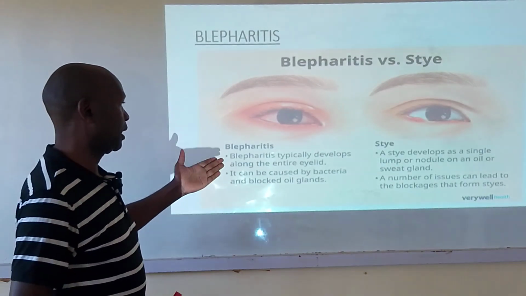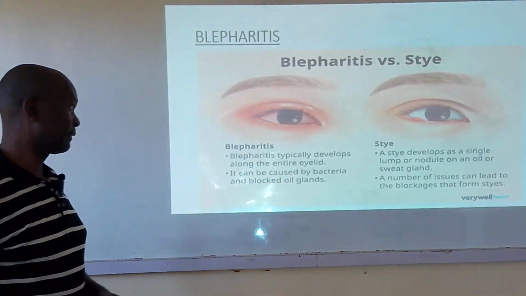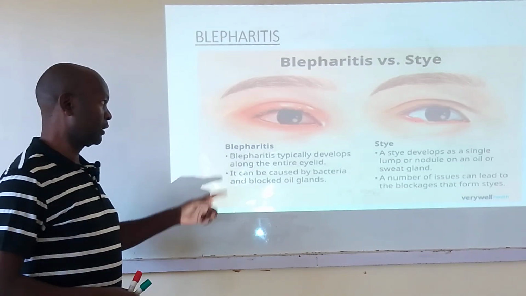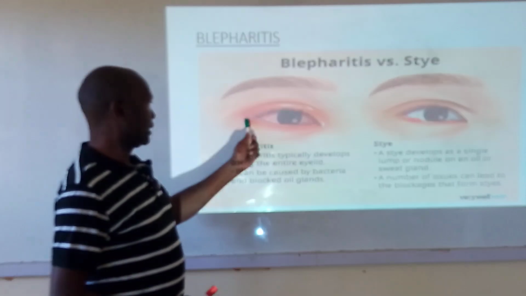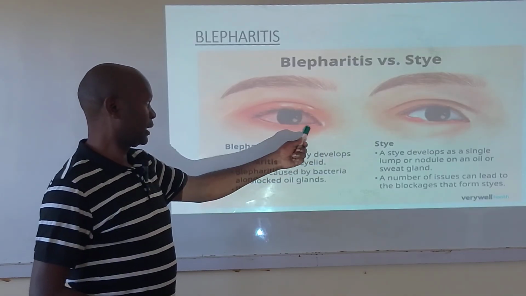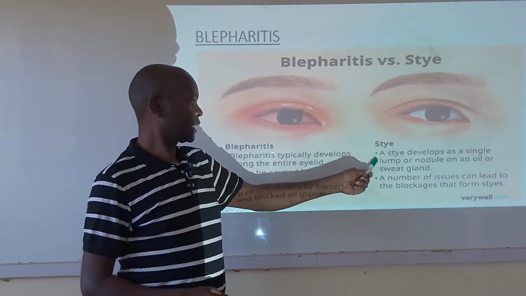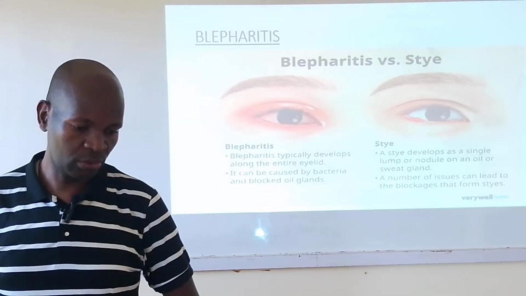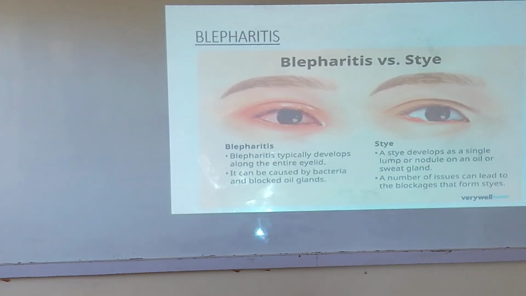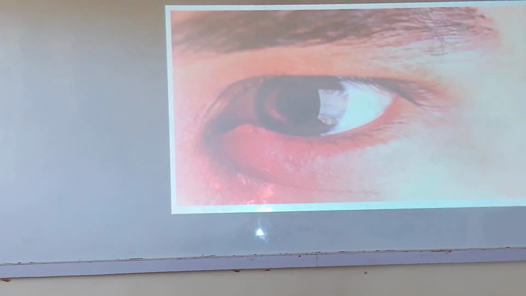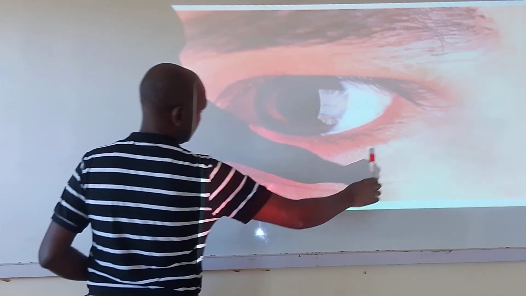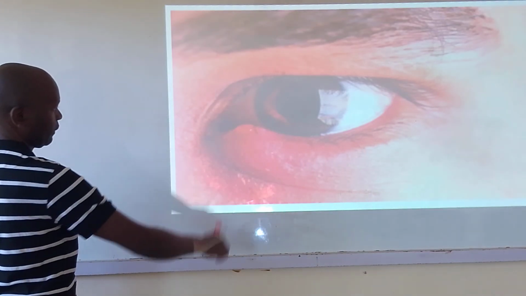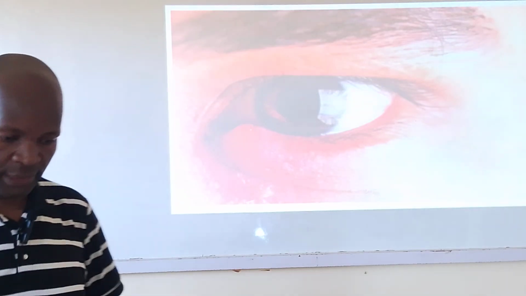Both of them are caused by bacterial infection on the surface, on the skin of the eyelid, but the blepharitis will include the swelling of the entire eyelid, while the sty is just a single nodule. So this diagram here illustrates blepharitis. You can see the entire lower eyelid is inflamed. So that is just an illustration.